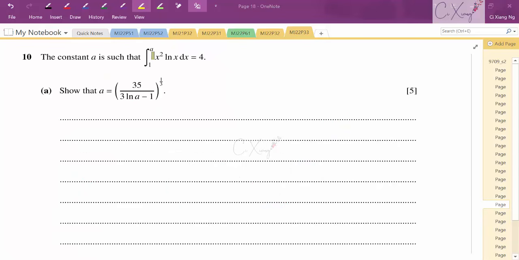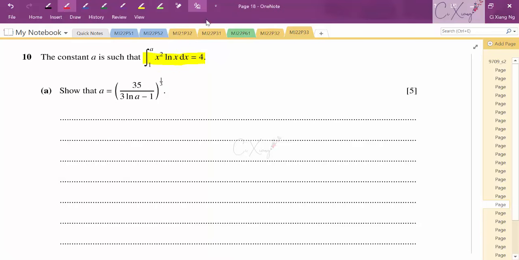Okay, so we are at the very last question, question number 10. We have the constant A such that this is what we have here, and they want us to show that A can be written into this formula or this equation. So we should start from the integration basically.